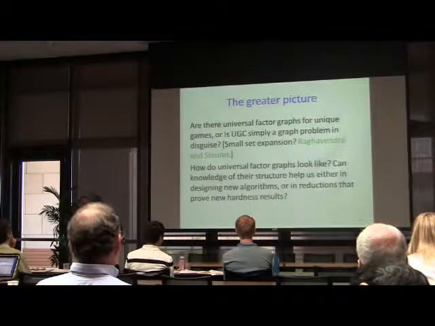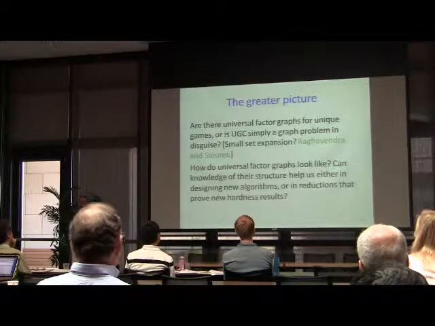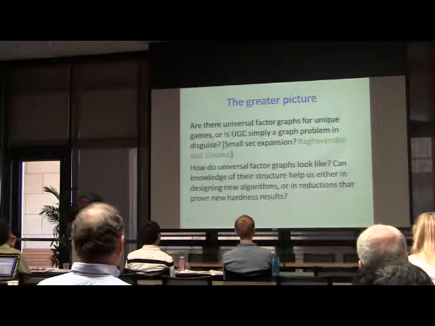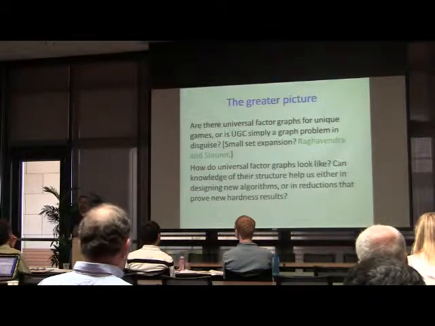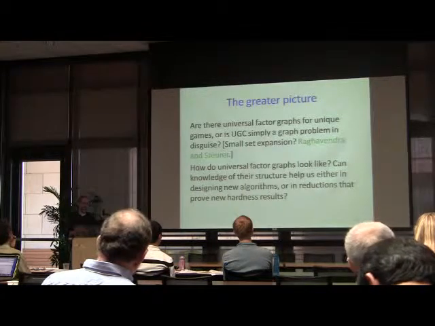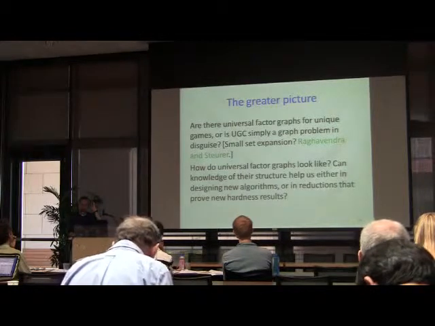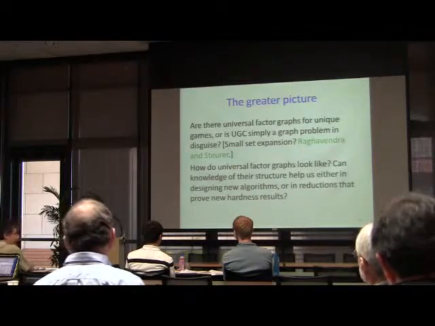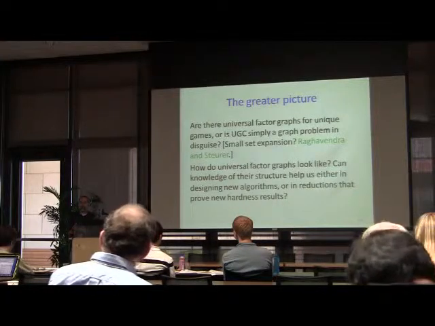So this is something that partly motivated this research, and we don't know the answer. Are there universal factor graphs for unique games? Or in a sense, is the unique games conjecture only about understanding the factor graph? There's some evidence that connects unique games and graph problems, specifically the problem of small set expansion. That connection was discussed by Raghavendra and Steurer. It's still not quite what we want, because it's a reduction between these two problems.